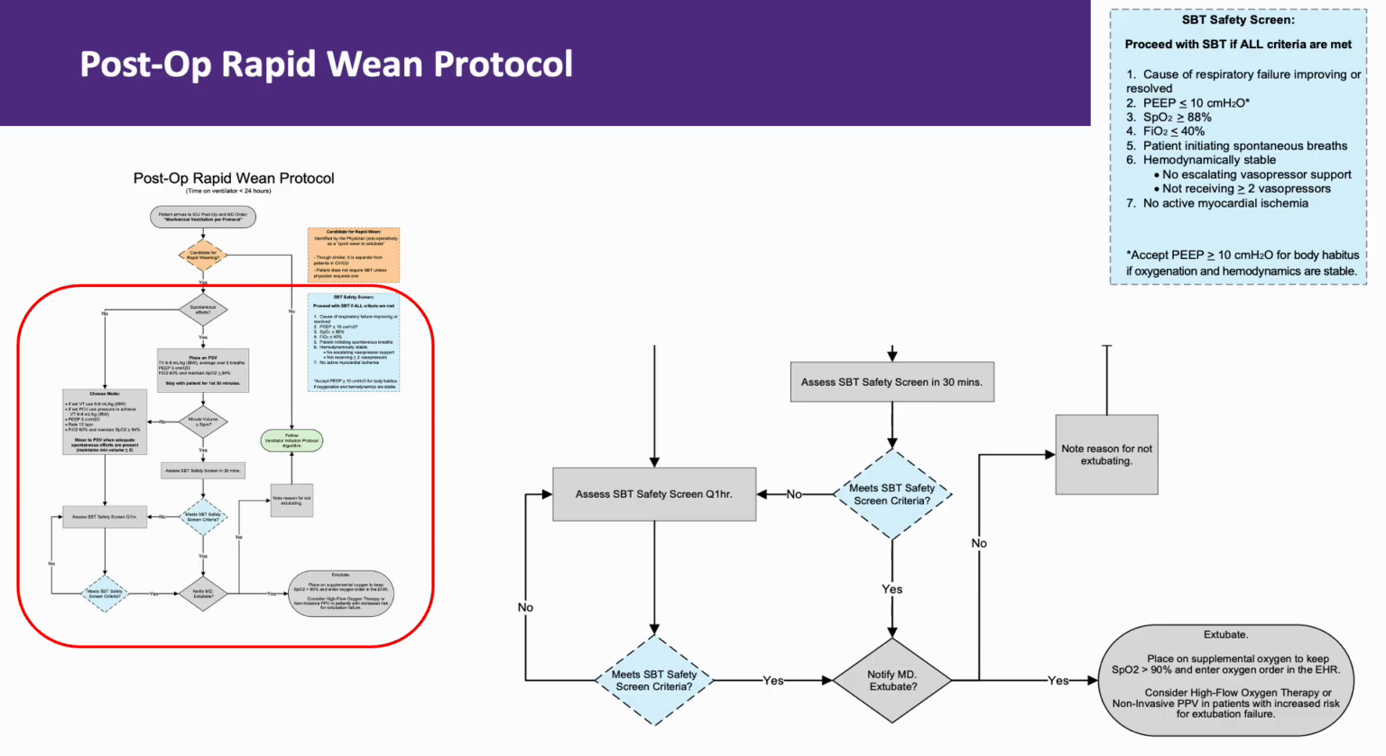When the patient does meet the criteria, your next step is to notify the physician and obtain an extubation order. These patients will need a specific extubation order. They don't automatically get extubated just because they pass criteria. And here's an important distinction from our SBT protocol. These patients will not need a formal SBT unless the physician specifically requests one. The rapid wean trial itself serves as an assessment of the patient's ability to breathe independently.